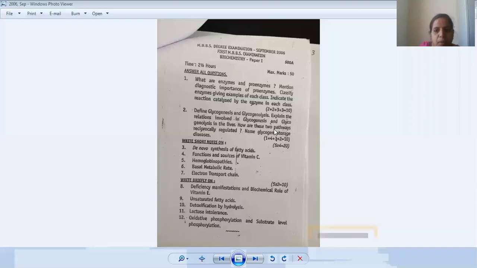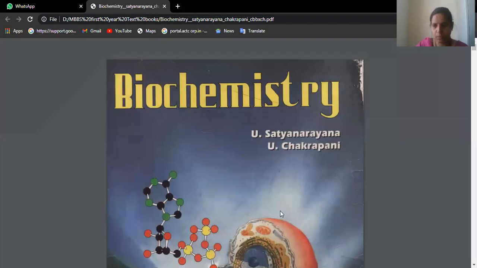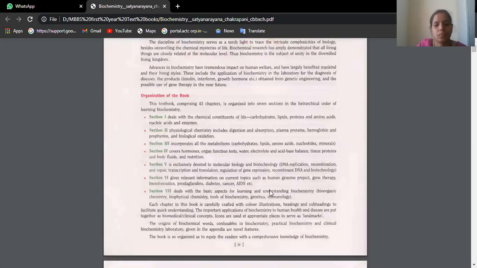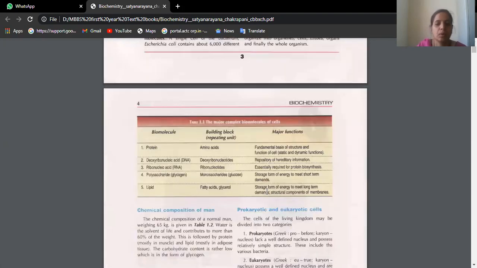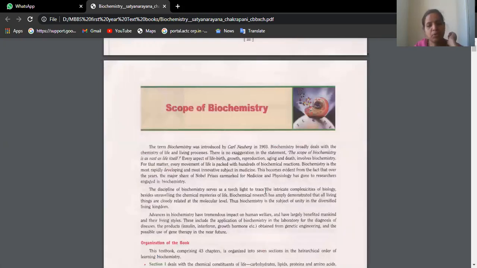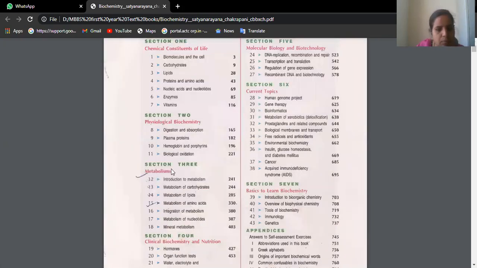Question paper. So, what are enzymes, proenzymes, diagnostic importance, classification, and how these enzymes are acting. We'll go with this chapter, enzymes. Please open the enzymes chapter in your respective textbook. Page 185 in mine.